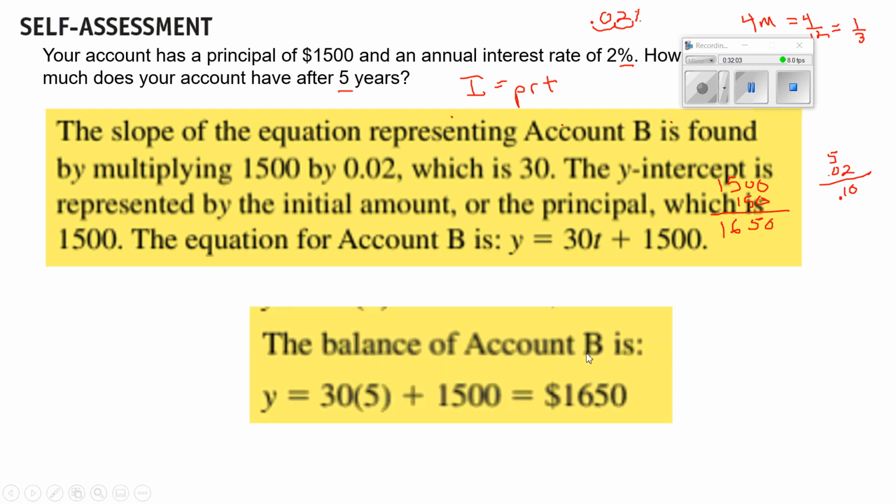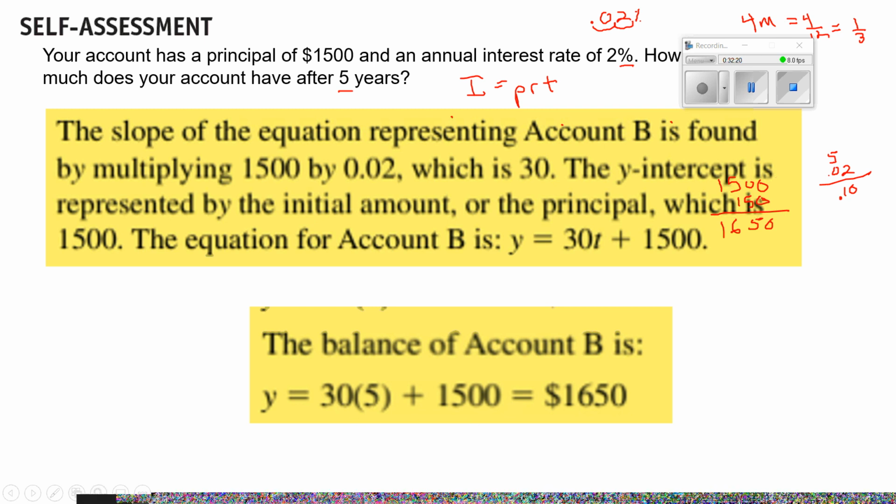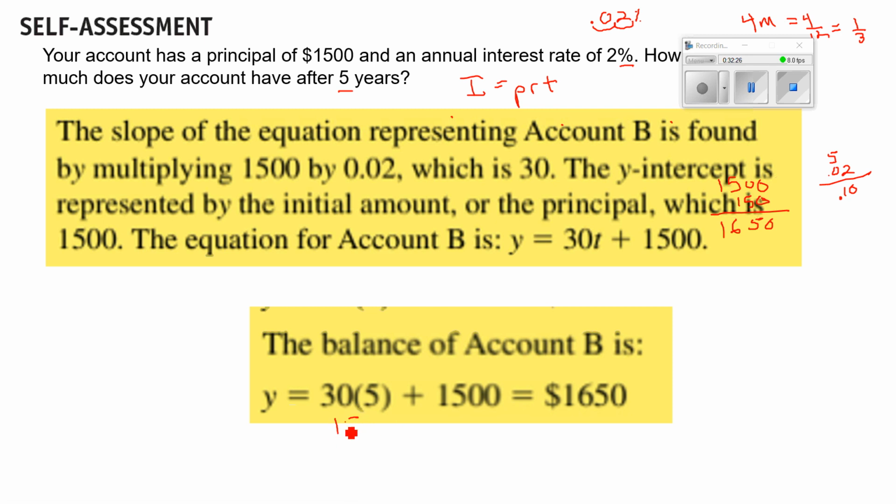So look at this. The balance of the account is y equals 30 times 5, right? Because time is 5 years. And that's what I had over there, 5 years. And 30 times 5 is, oh, I'm sorry, 150. And 150 plus 1,500 is going to be equal to 1,650. That's exactly what I got over here using the I equals Prt formula.